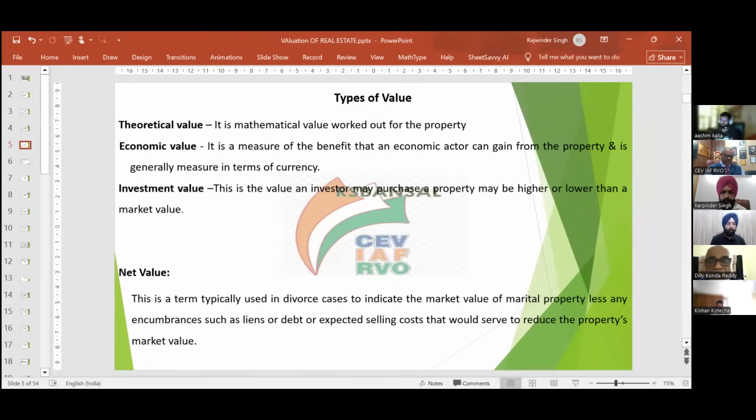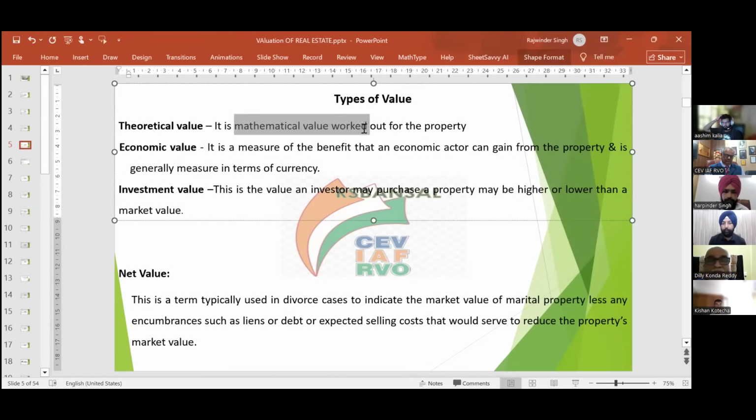So next, we will be considering different types of values, which as a valuer you must know. You may not get a question over it, but as a valuer, you should be able to distinguish between different types of value. First type of value is a theoretical value. Many of you may be in the field of valuation for a long time. You have been calculating the value which is called theoretical value, which is basically mathematical value.